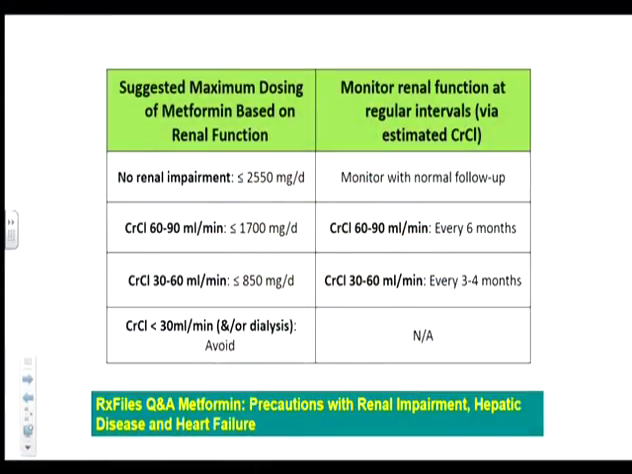So on this next chart, you'll see another excerpt from one of the RxFiles resources where we talk about, if this is your kidney function on the left, here's your recommended dose also on the left-hand column, and how often you want to monitor it on the right-hand side. So when we get into a creatinine clearance of less than 30, we say you may want to avoid, but I'm going to give that a bit more context.